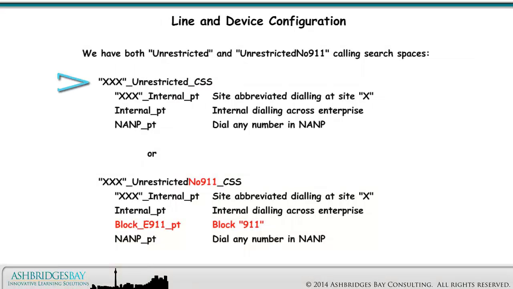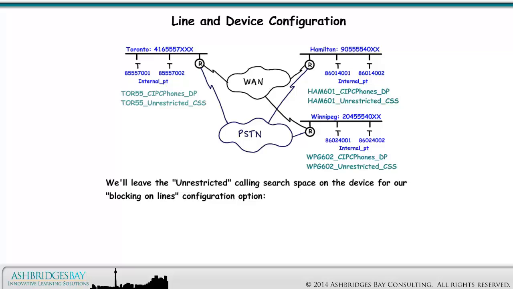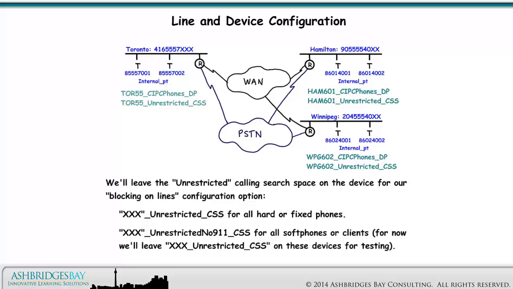We have both unrestricted and unrestricted No 911 calling search spaces. We'll leave the unrestricted calling search space on the device for our blocking on lines configuration option, XXX unrestricted calling search space for all hard or fixed phones, XXX unrestricted No 911 calling search space for all soft phones or clients. For now, we'll leave the XXX unrestricted calling search spaces on these devices for testing.